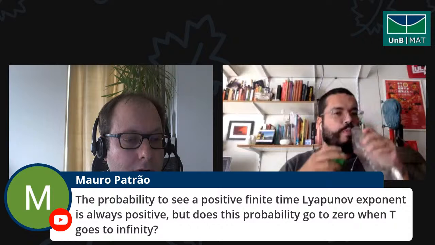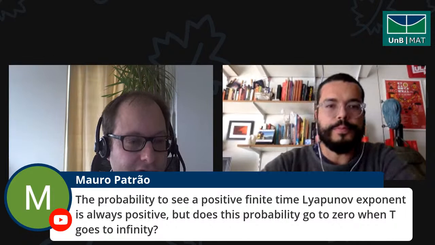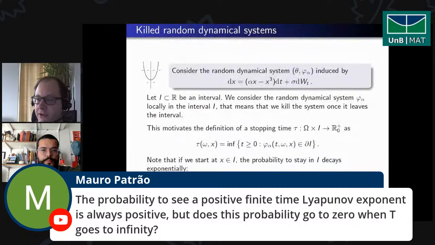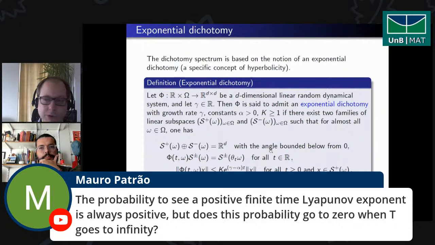Yes. So this is a very good question. Thank you, Mauro. So this is true. The probability goes to zero. Maybe I quickly go. I do not share my screen right now. Okay. So maybe I can explain this. So the probability goes to zero, and this satisfies a large deviation principle.